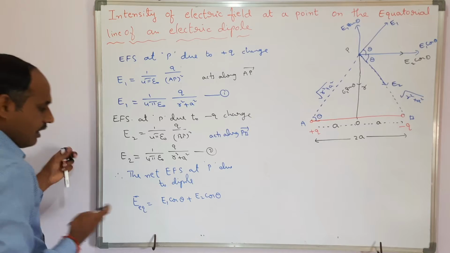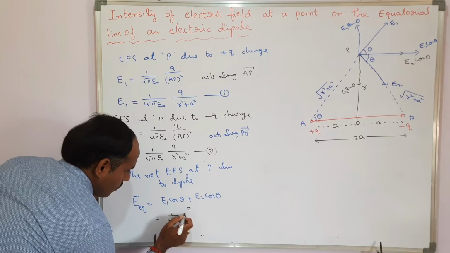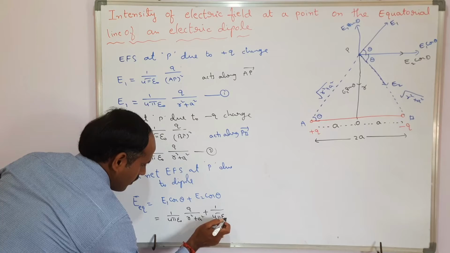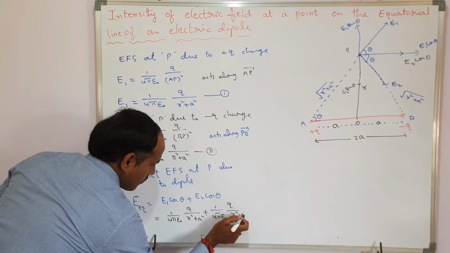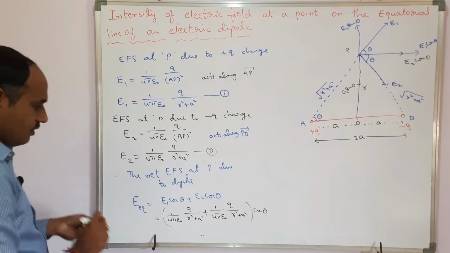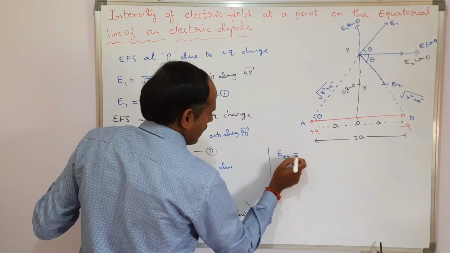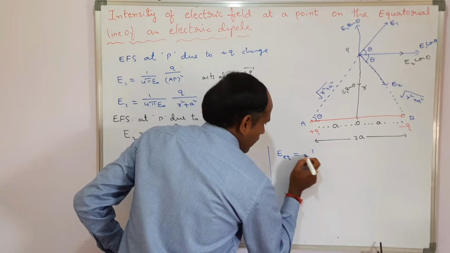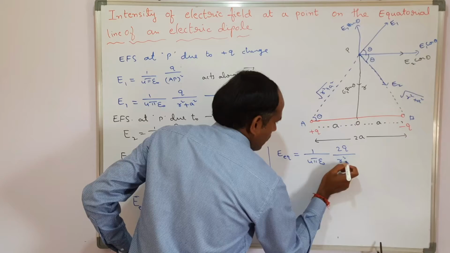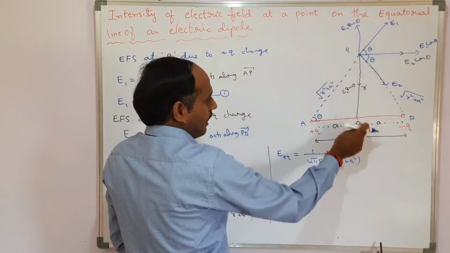So you can take E1 common, and here E1 is 1 by 4 pi epsilon q by r square plus a square, plus 1 by 4 pi epsilon q by r square plus a square into cos theta. Now again, because these two are equal in magnitude, we can write E on equatorial line is equal to 1 by 4 pi epsilon 2 times of charge by r square plus a square into cos theta. Can I take triangle APO?